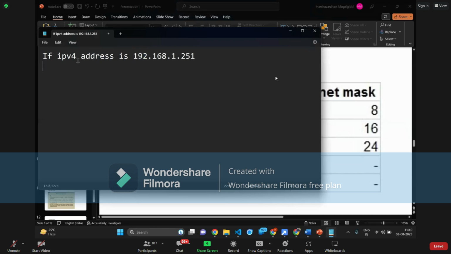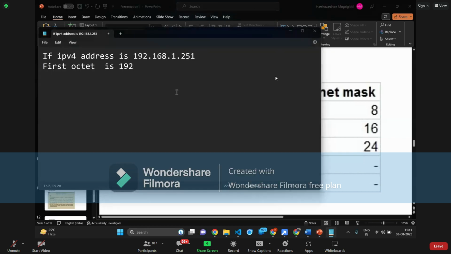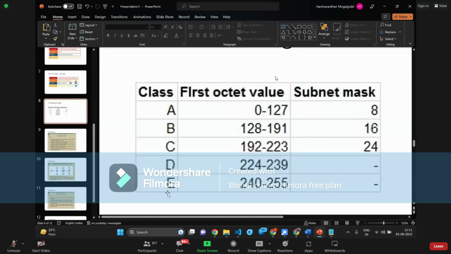If the IPv4 address is this, the first octet is 192. The second octet is not required as of now. It is an internal understanding of an IP address. We have less time, but we are here to understand the networking aspect, so for you to remember as of now, you can deep dive into it later. Based on the first octet, there are a total of 5 classes. One is class A, which ranges from 0 to 127.